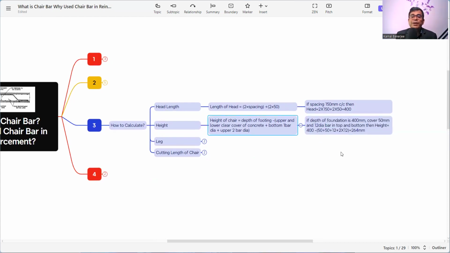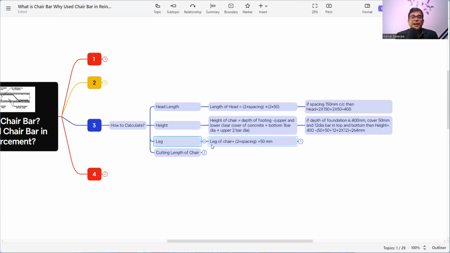That is, if the depth of foundation is 400 mm, cover 50 mm on both sides, and 12 mm diameter mesh in place, then 400 minus 50 bottom cover, minus 50 top cover, minus one number bar dia in bottom, that is 12, then two number bar dia of top, that is 2 into 12, that is 24. It is coming 264. So that's why we can calculate the height of the chair.